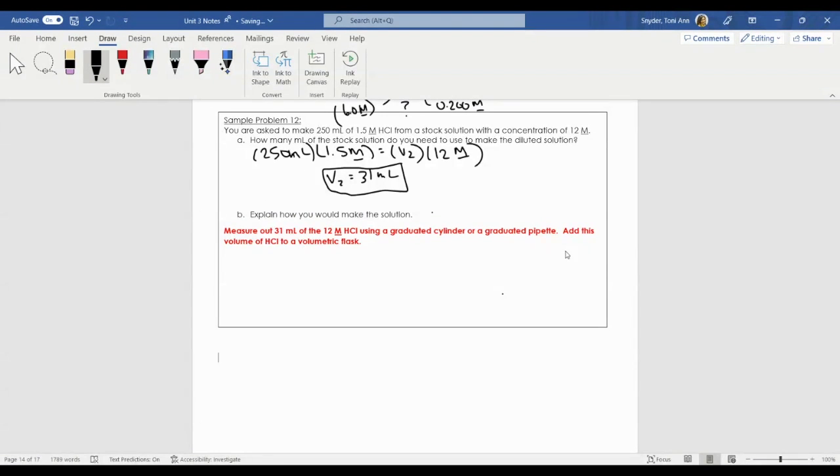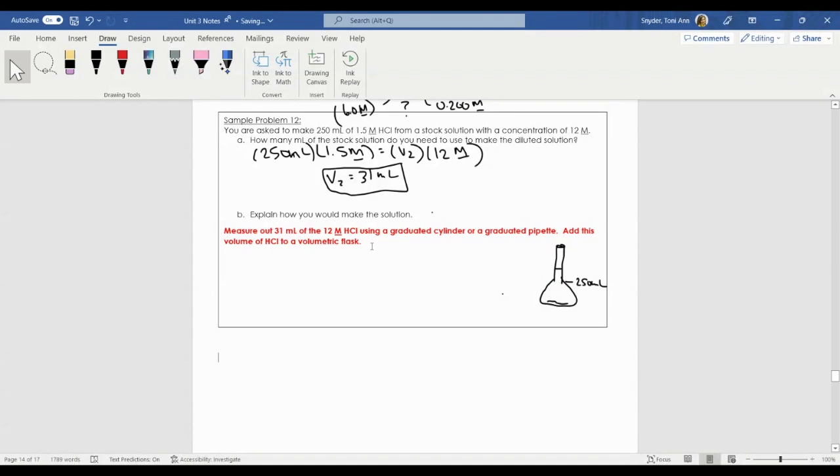Okay, so it's got a very narrow top. It comes down like this. And it's got this big bottom. You might have seen them floating around in this lab before. And there's usually a line right here. So let's say this is a 250 milliliter volumetric flask. We would measure out the 31 mils of the 12 molar using a graduated cylinder or a pipette, and we would add this to the volumetric flask. So you have your hydrochloric acid sitting there at the bottom.